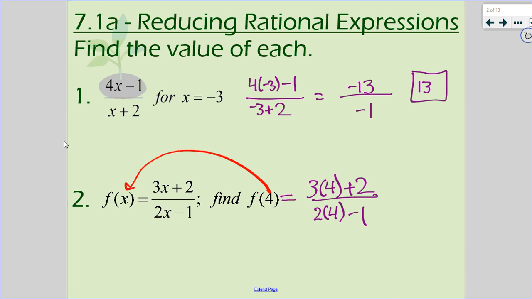Did you get 2? Can you explain what you did? So I multiplied 3 times 4, and I got 12 plus 2 is 14. And then what? And then 2 times 4 is 8. 8 minus 1 is 7. Okay, and then you got how much? 2 over 1, which is 2. Good, perfect. Any questions? Right. So that's evaluating an expression, and this one just happens to be a rational expression, meaning you had x in the denominator here.